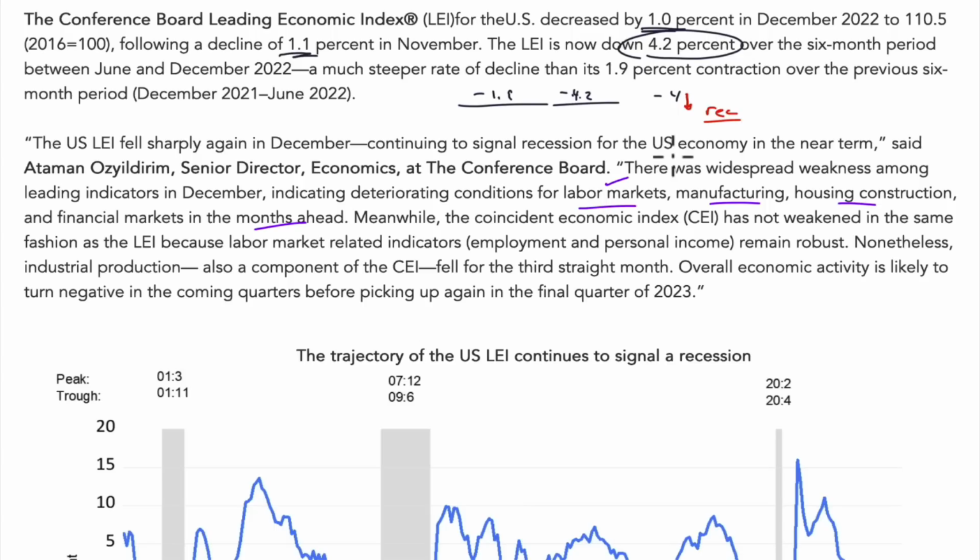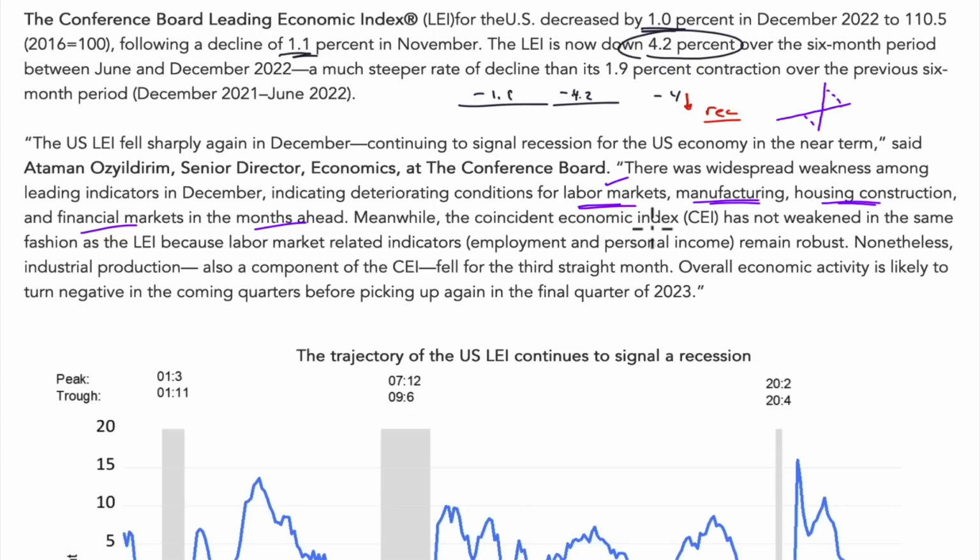Well, this is what the Fed needs to see. We've got to get the slope of the supply curve from being steeply upward sloping. It's got to start to rotate and become a little bit flatter, such that any increase in employment is not met with massive increases in wages. So deteriorating conditions in labor markets, in manufacturing, in housing construction, and financial markets in the months ahead.